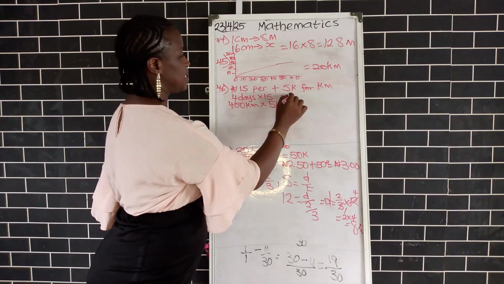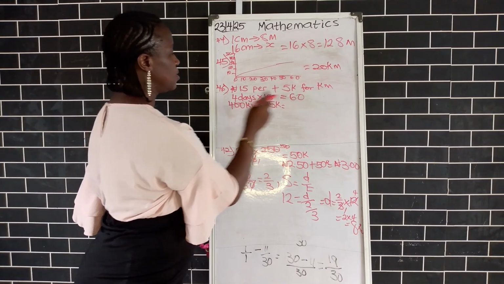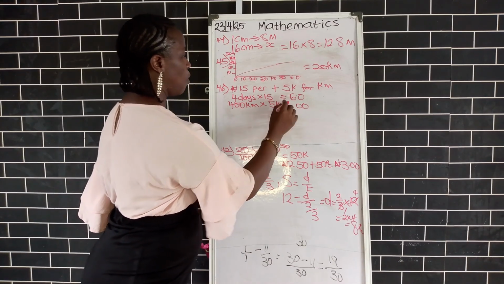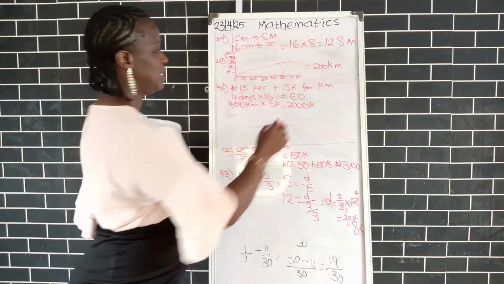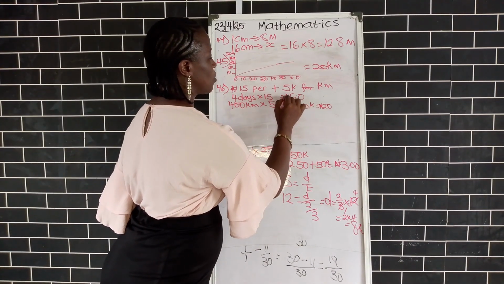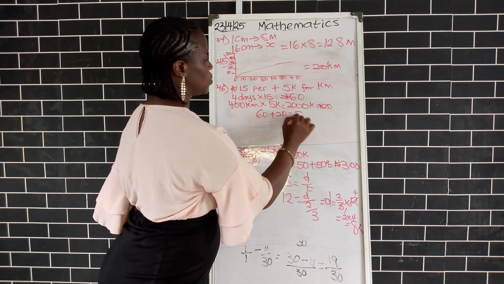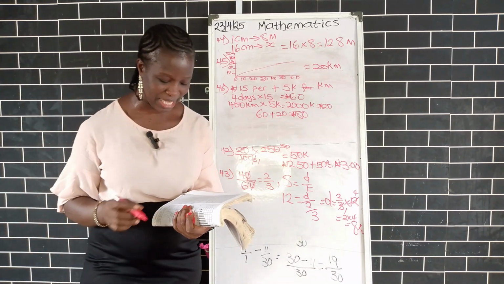So 4 times 15, that is 60. 5 times 0 is 0. 5 times 0 is 0. 5 times 4, that is 20 kobo. So we are changing this to naira. That will be 20 naira. This is 60 naira. So that will give you 60 plus 20, which is equal to 80 naira. I hope you get that.